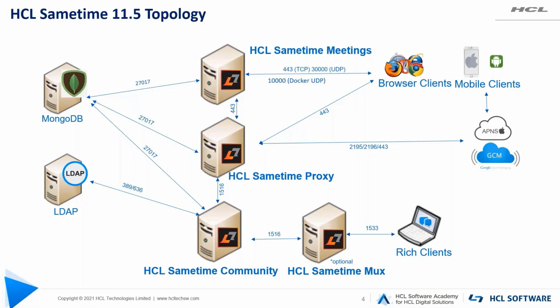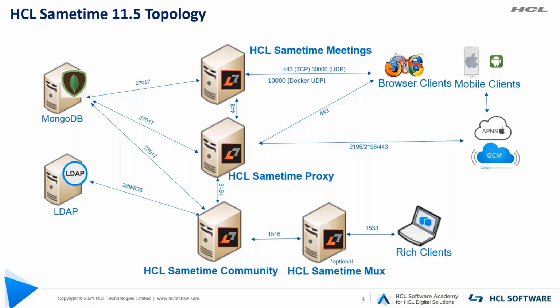The architecture diagram. Understanding the topology diagram is key to mastering any application. So let's quickly run through our architecture diagram for Sametime 11.5. In Sametime 11, we had only three components: community server, proxy server, and MongoDB. But now in 11.5, there is an addition of the meeting server. This meeting server is a Docker-based component hosted on a Linux box. So let's understand the meeting server workflow.